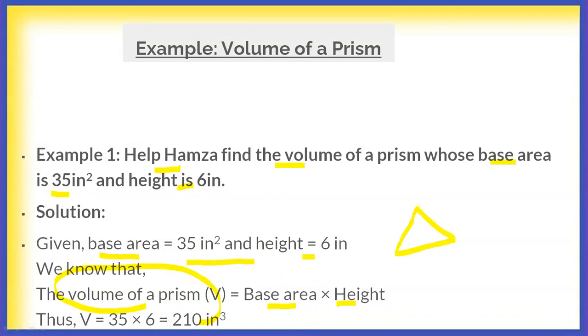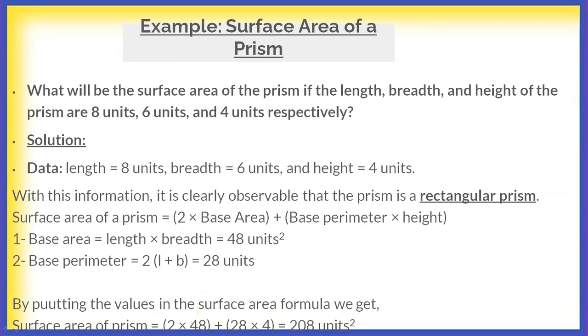Just take out the base area first and then multiply by height, it gives you the volume. Okay, so I'm taking these two, multiplying, and it gives you the volume. Since we are finding the volume, that's why we are using a cubic unit, because we are multiplying three dimensions, the three sides together. Okay, so let's move on to the next example.